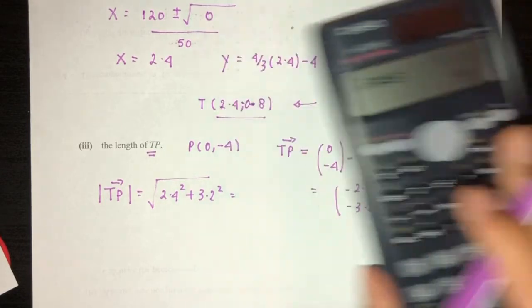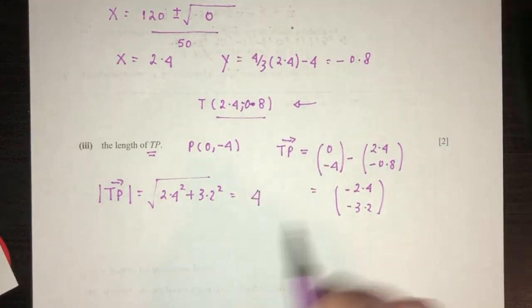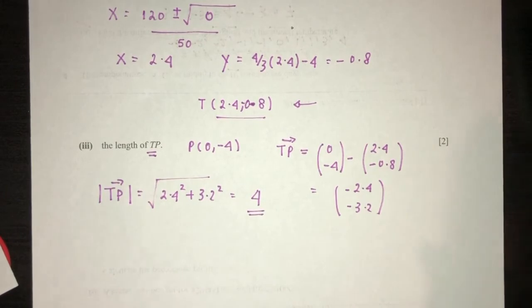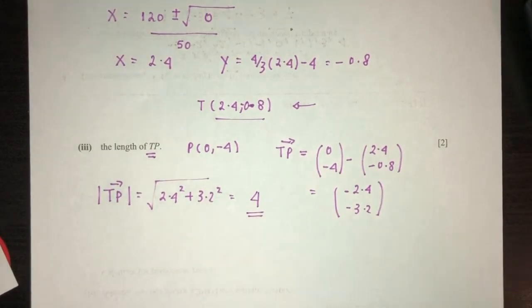That is root, that the answer is 4. So that is your answer for the length of TP. And that will be your question number 9.